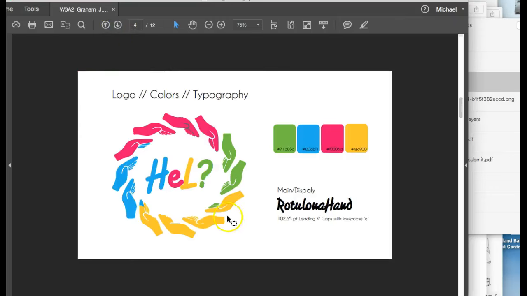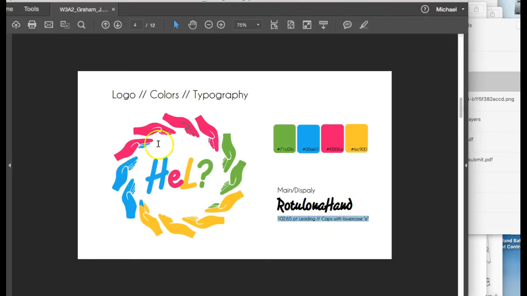Okay, so there's a couple of things that are kind of odd here. Let's start with this. Rotohand or Rotunda hand, or whatever that's called. You have this, and that's your type, and that's great. But then you have 102.65 point leading caps with lowercase e. I don't know what that means, and I would suggest removing that from your presentation because you're not showing any leading in that type.